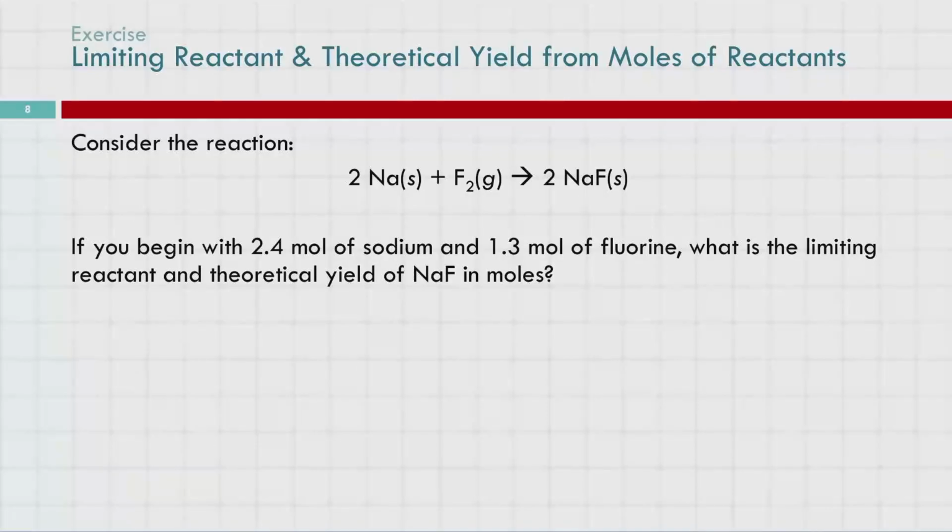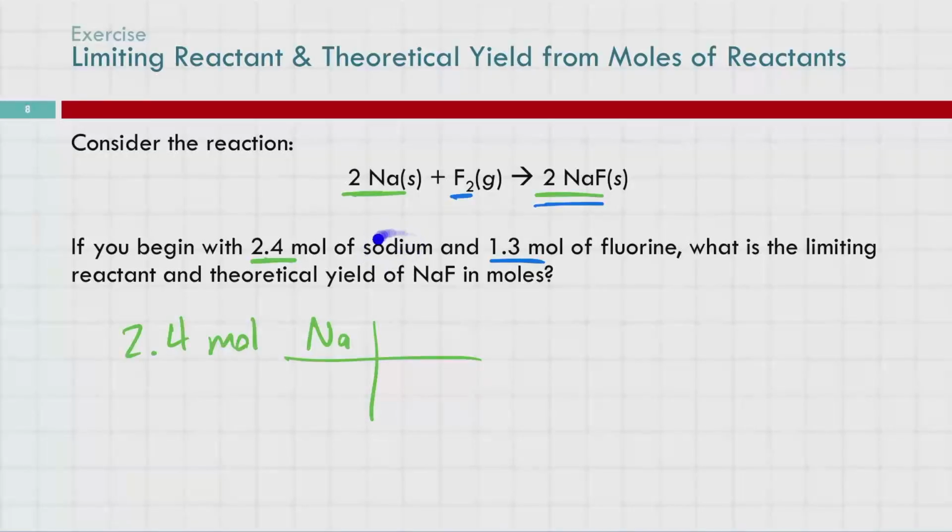So we've got two calculations because we have two reactants, two amounts that we're supplied with. If we begin with 2.4 moles of sodium going to sodium fluoride, and if we begin with 1.3 moles of fluorine, F2, and go to NaF. So 2.4 moles sodium, that's Na. Our ratio for sodium to sodium fluoride is 2 to 2. So we get 2 NaF out for every 2 Na that we put in.